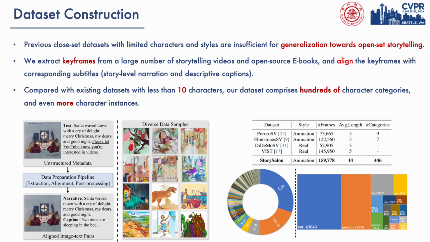As we have mentioned, previous closed-set datasets with limited characters and styles are insufficient for generalization towards open-set storytelling. Specifically, we extract keyframes from a large number of storytelling videos and open-source ebooks, and align the keyframes with corresponding subtitles, both story-level narration and descriptive captions. Compared with previous datasets with less than 10 characters, our dataset comprises hundreds of character categories and even more character instances, which provides a data basis for training open-ended visual storytelling models.